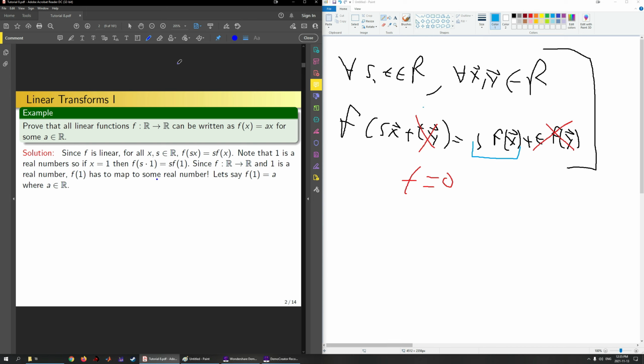Okay, so now I can just notice, hey, f of x, well, that's the same thing as f of x times 1, and since x is just a real number in this case, I can split this up to say that's x times f of 1. F of 1, I know that that thing's just a real number, and I call it a, so this gives me that all functions that are linear from R to R can be written in the form a times x.